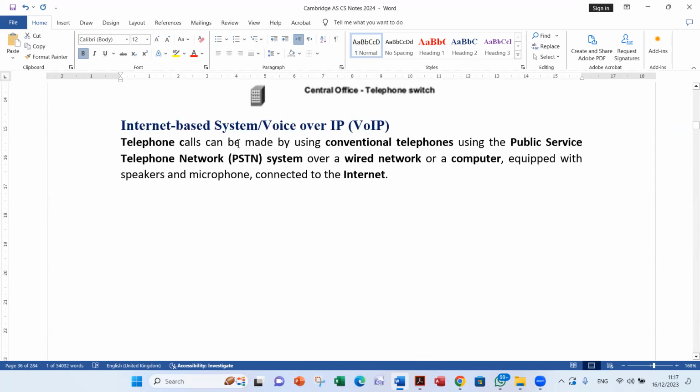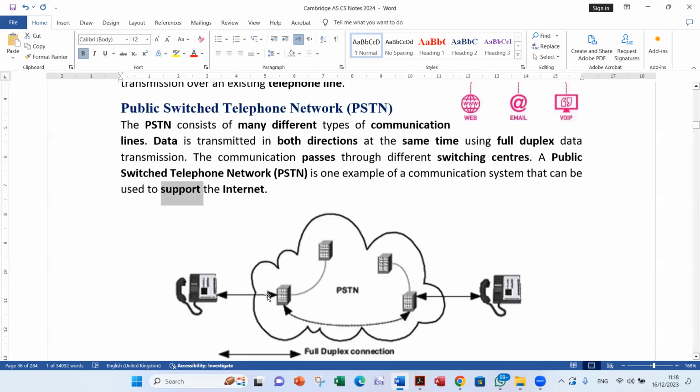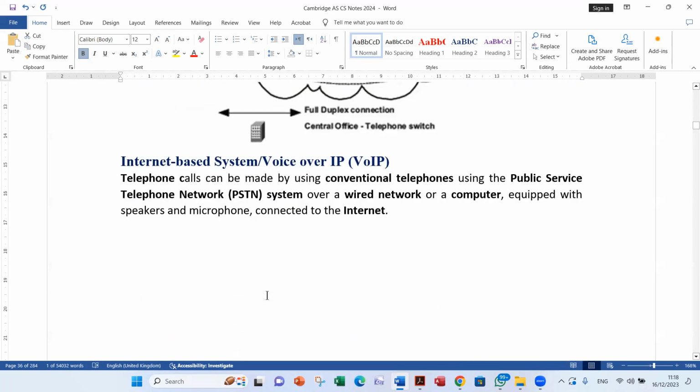So, internet-based system, voice over IP, yeah, this is the internet. For example, in a Zoom meeting, we are using voice over internet protocol because our voice is not now being transmitted using the PSTN. Our voice now is transmitted using IP. IP means internet protocol. The voice is converted into packets, and packets are routed between routers until it reaches the destination.